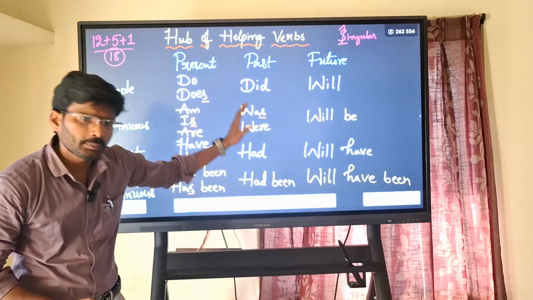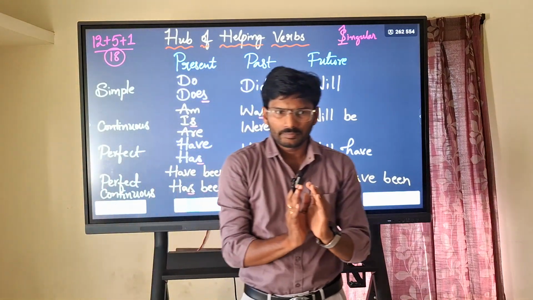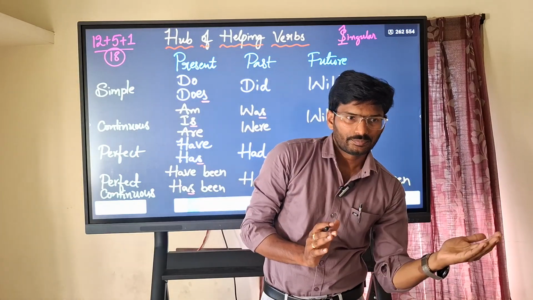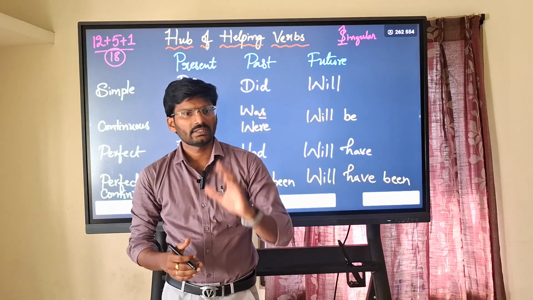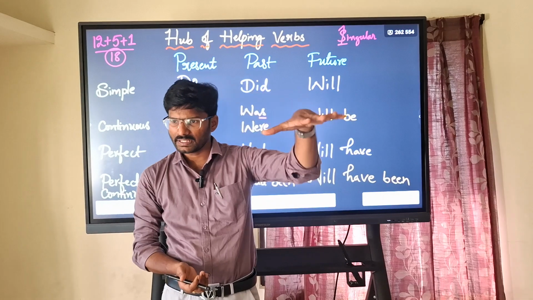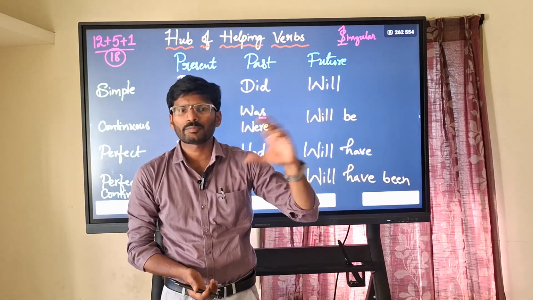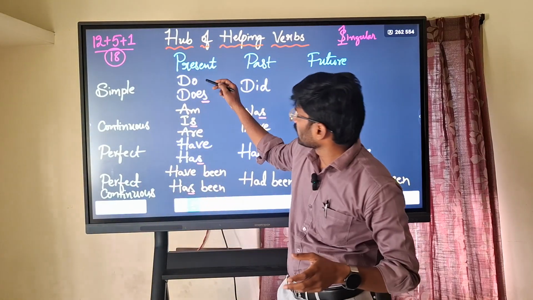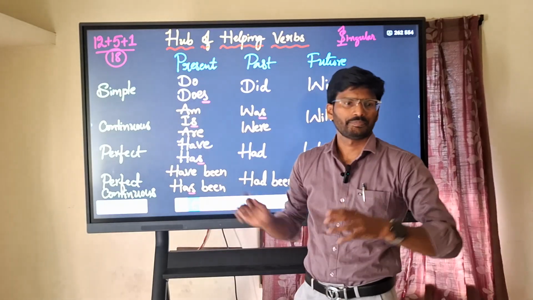Now, this is the helping verb. In the structure, we have learned clearly: subject, helping verb, followed by verb. So, whenever we are framing any sentence, I should concentrate on my subject first. If I am talking about Rajesh, Rajesh is my subject. Now, immediately I have to think about my tense. If I am talking about present, I take all: Rajesh does, Rajesh is, Rajesh has been.